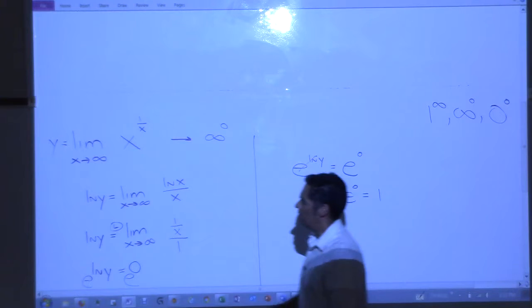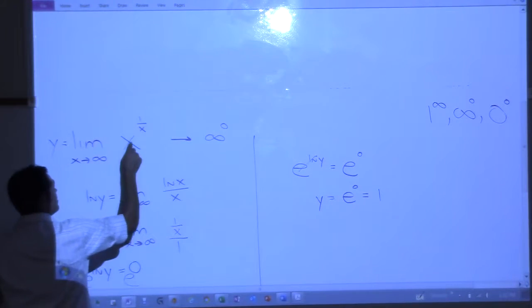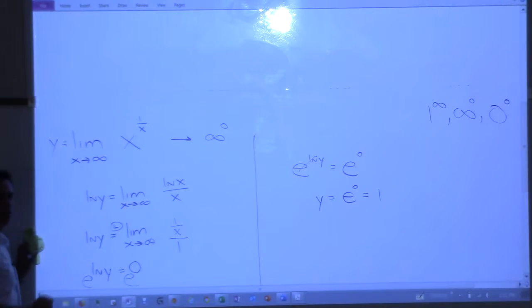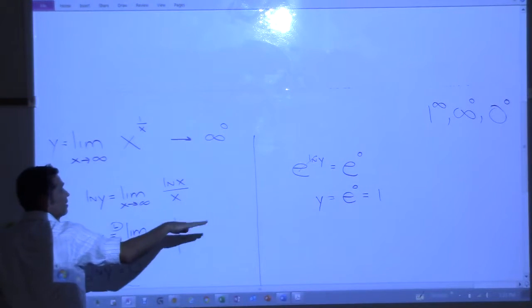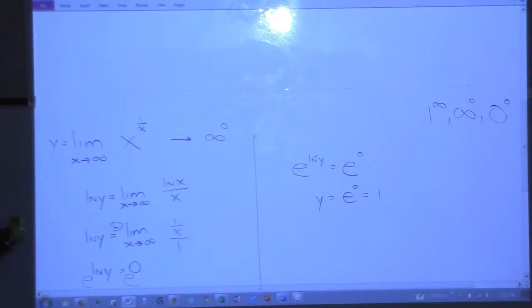The limit as x goes to infinity of x to the 1 over x is 1. So if you were to graph this as a function, the further you draw it to the right, the closer and closer it gets to 1.